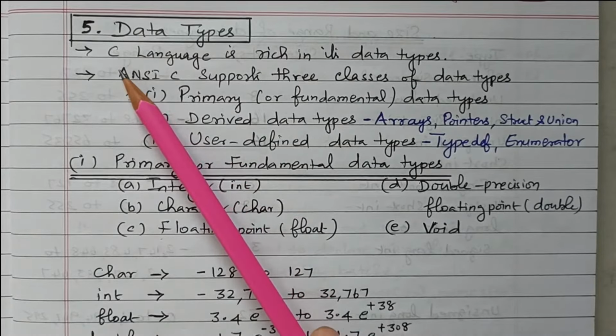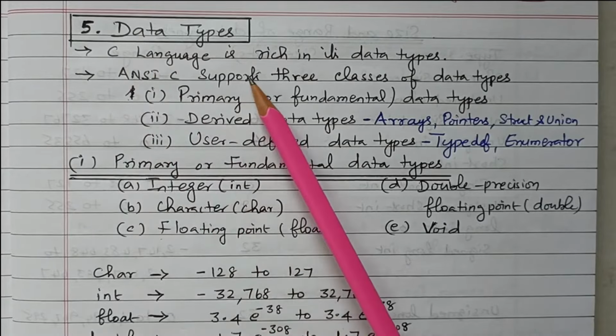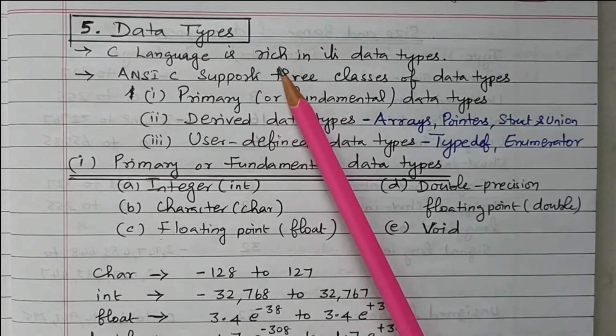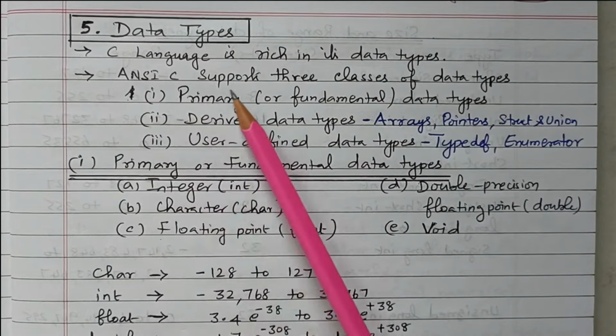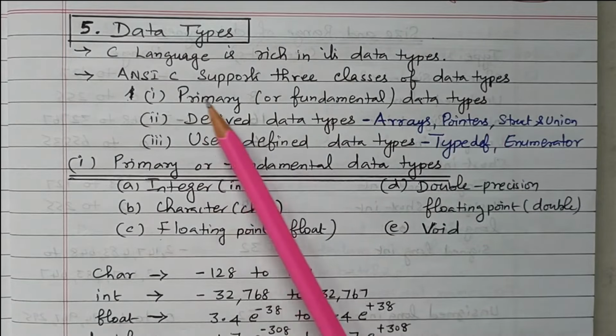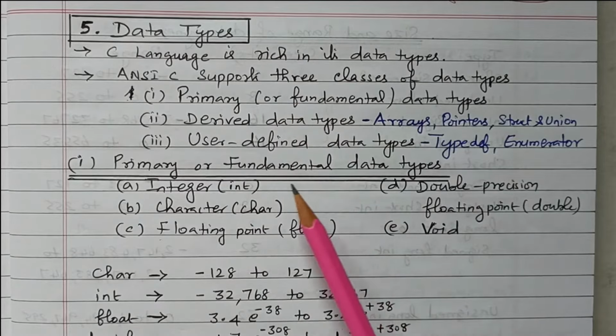Now we'll go to the topic, data types in the C language. C language is rich in its data types. A variety of data types are available. ANSI C supports 3 classes of data types.